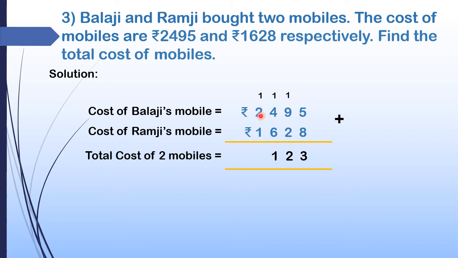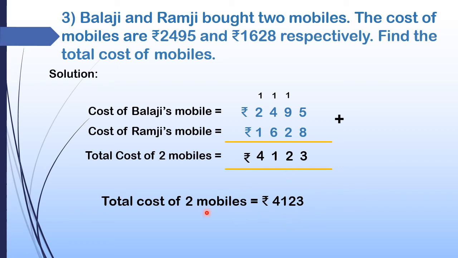Okay, what is 1 plus 2? 2 plus 1, 3. Then 3 plus 1, 4. So the answer is 4123 rupees. So total cost of two mobiles is equal to rupees 4123. This is the answer. This is the solution also.